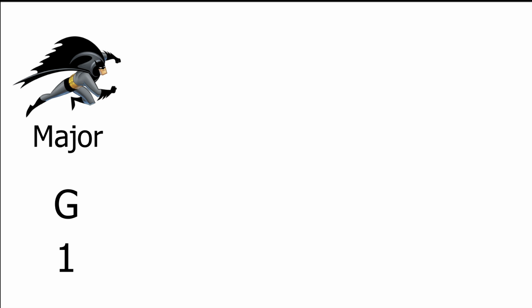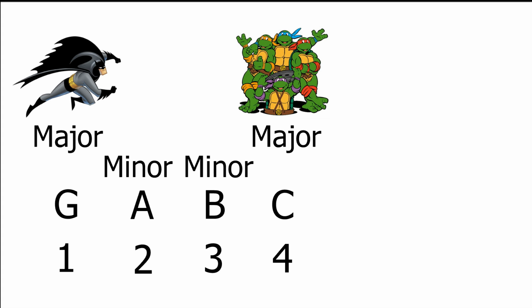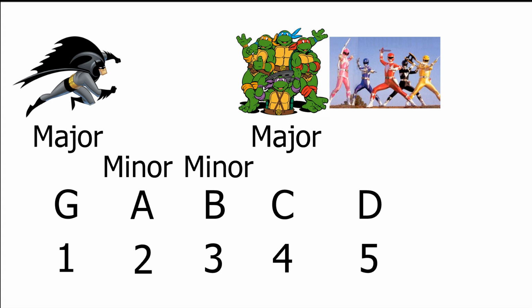So if you have a G, the G is going to be a 1. 1's going to be major, because it's Batman. Batman's by himself. He's major. 2 and 3, your A and your B, are going to be minor. 4 Ninja Turtles, they're major. They're kind of a big deal. 5, Power Rangers, major. 6, don't have a character attached to them, minor.